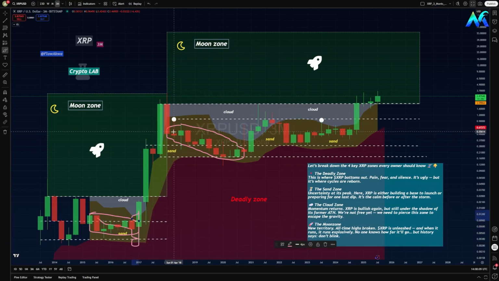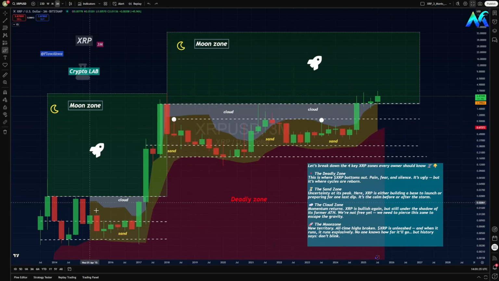Here it was the same, you see, we have our bear market, we reached a new bottom and we went to the cloud. Here also, here we penetrated the sand zone with this candle, then we have our bottom. We stayed in the sand for a long time before going to the cloud again. So during the sand phase, you can see that XRP is either preparing for a new bottom or preparing for a new high.